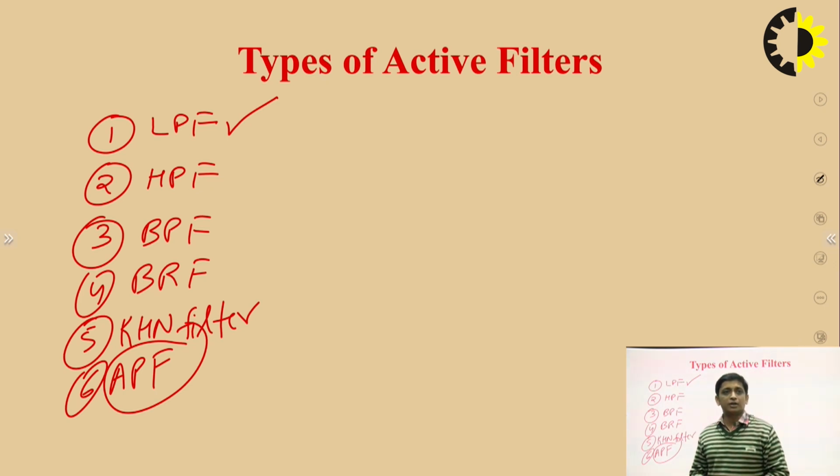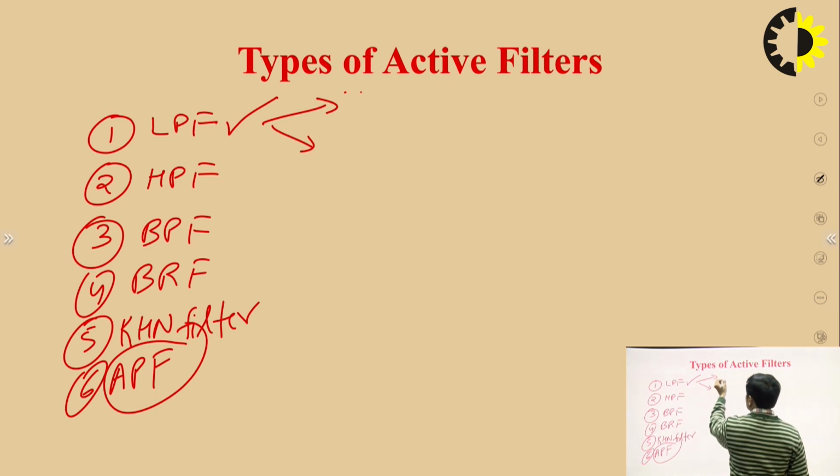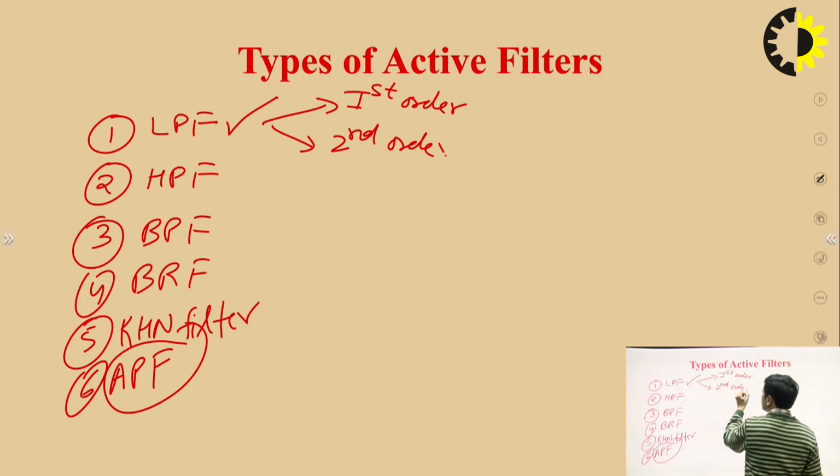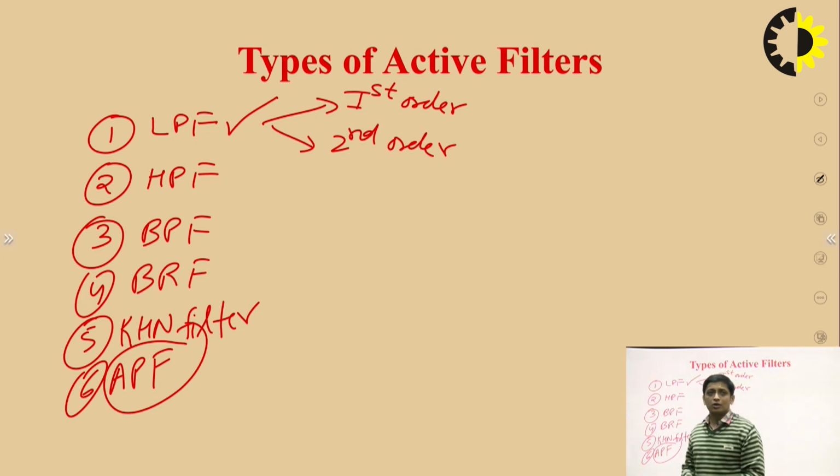The low pass filter is further classified into two parts. The first one is the first order active low pass filter, and the second one is the second order active low pass filter. Although there are third order, fourth order, fifth order active low pass filters also, with the help of first order and second order filters, we can design higher order filters.